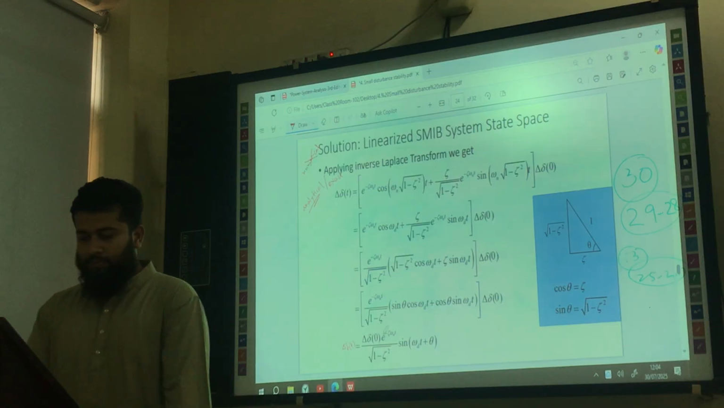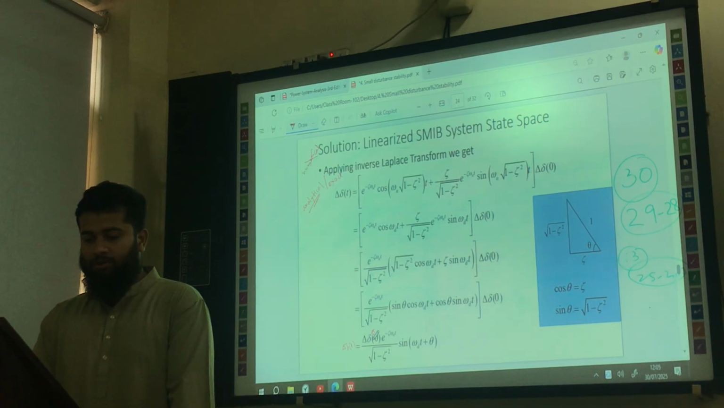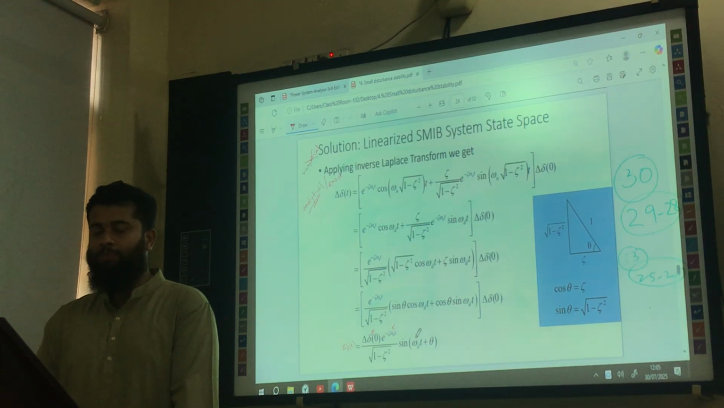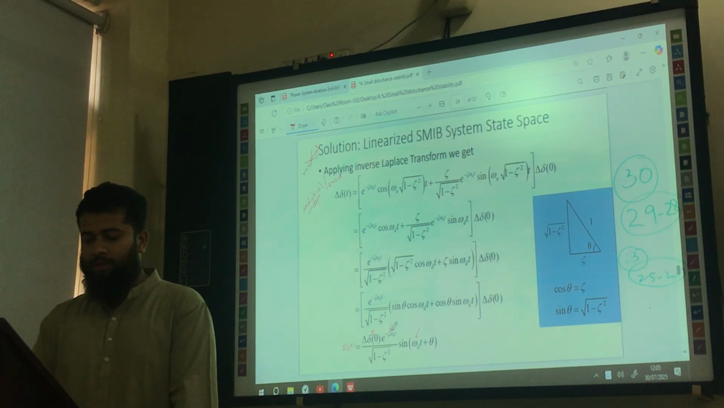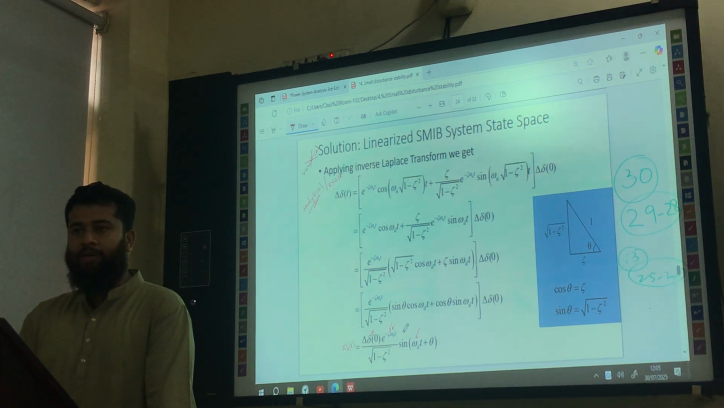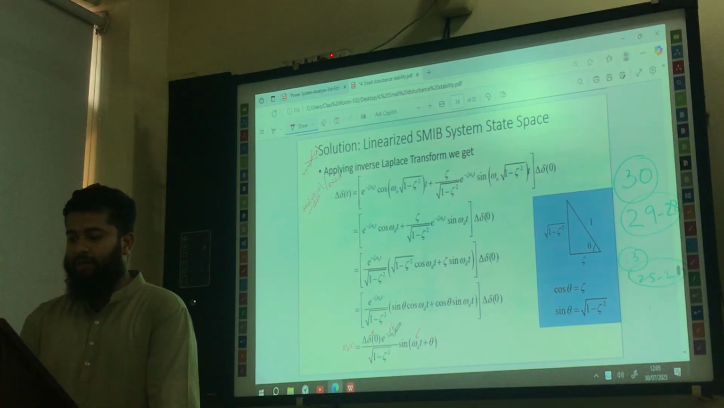Now, to find this del delta of t, first we need to know del delta of 0, the initial value of del delta. This will be given in the question paper or in the problem statement. Then we need omega n, that is the natural frequency of oscillation. We need omega d, the damped frequency of oscillation, and also we need the zeta value, that is the damping ratio. And this t will be a variable because we want to draw the del delta curve with respect to t.